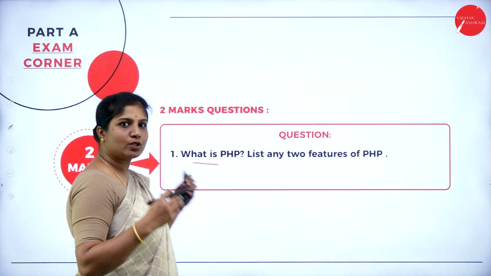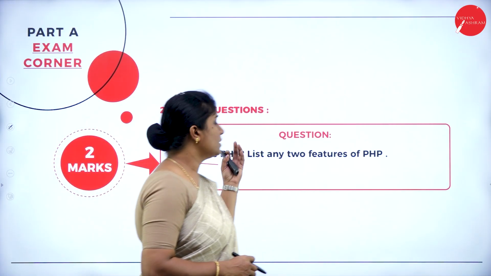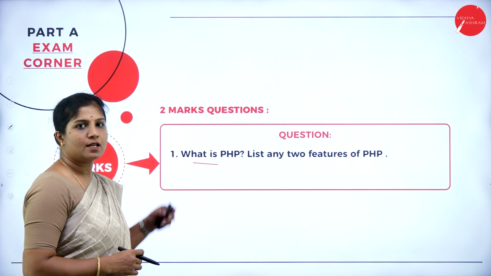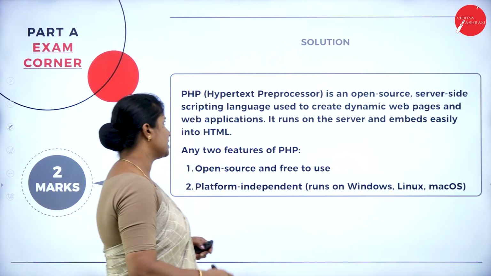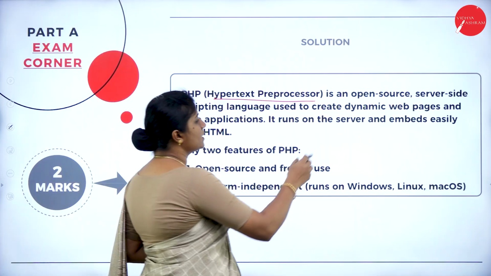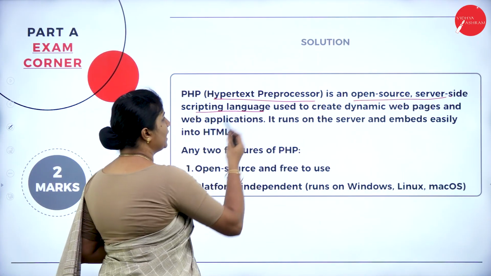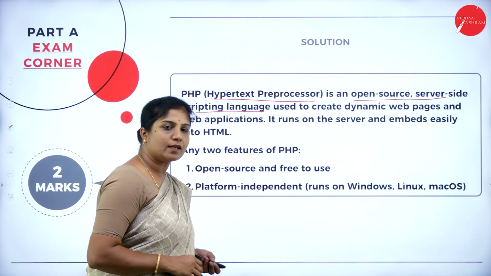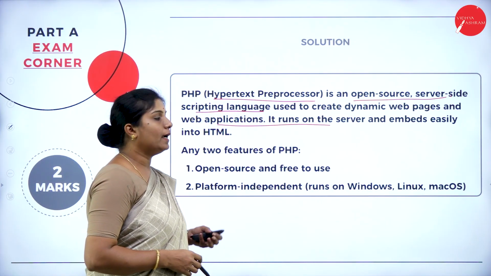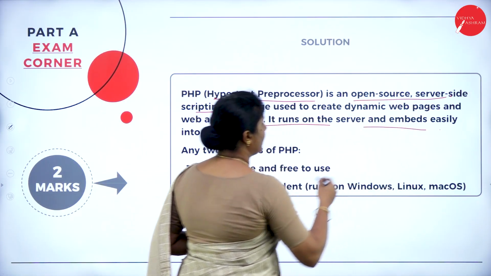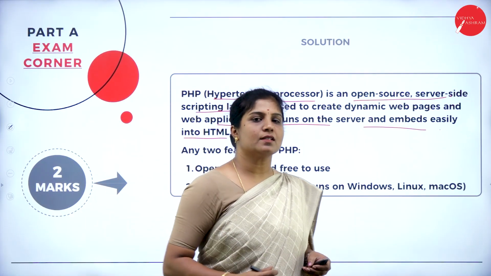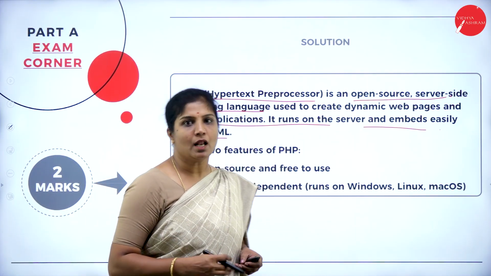Initially we have a question for 2 marks, that is, what is PHP? List any features of PHP. So how should you write? First you need to define what PHP is. We know that the PHP full form is Hypertext Preprocessor. It's an open source, server-side scripting language. It is used to create dynamic web pages and also web applications. It runs on the server and can be embedded easily into HTML. So we can embed PHP easily into HTML pages.